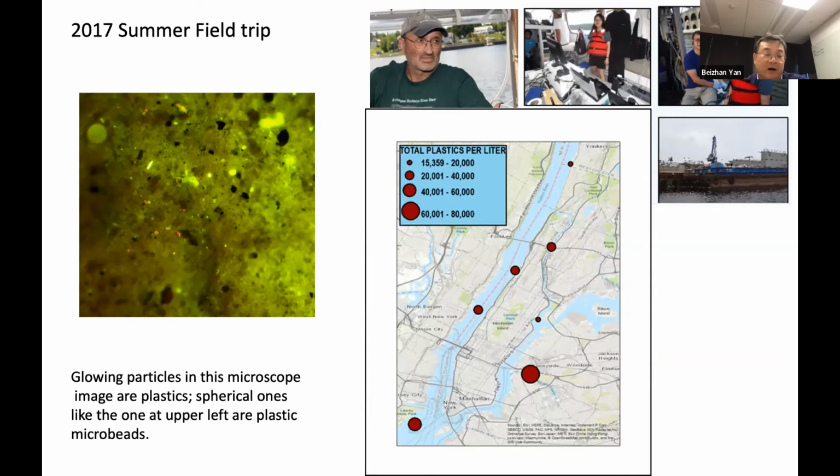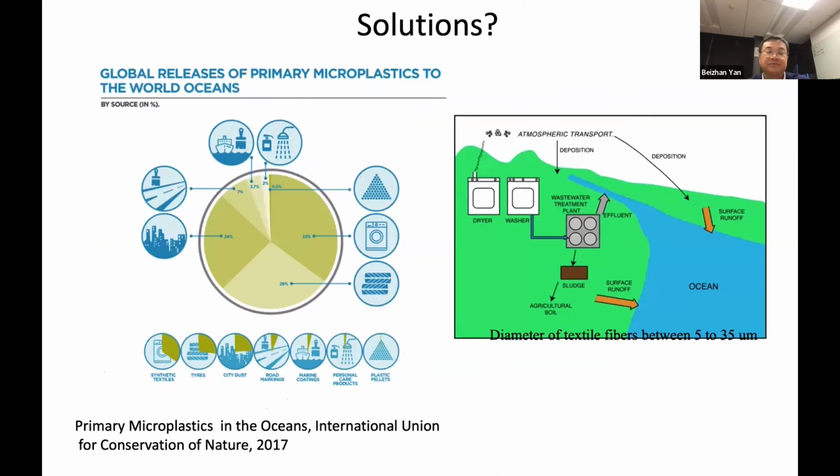So that's why we are really interested to see what the contribution from wastewater is in terms of the microplastic loadings in the New York City waters. Okay, so we are thinking about how we can solve these issues.